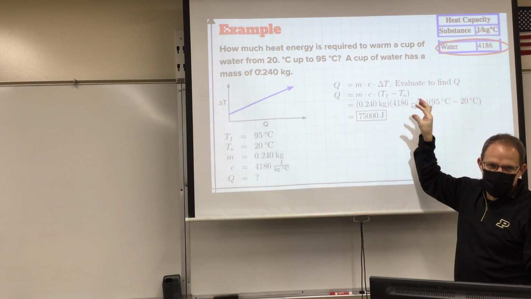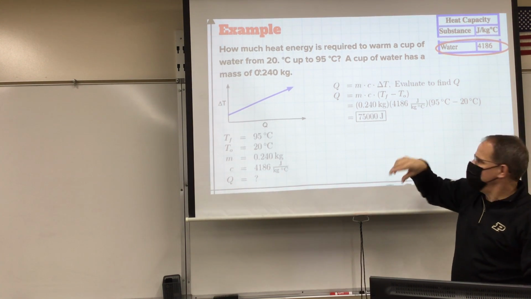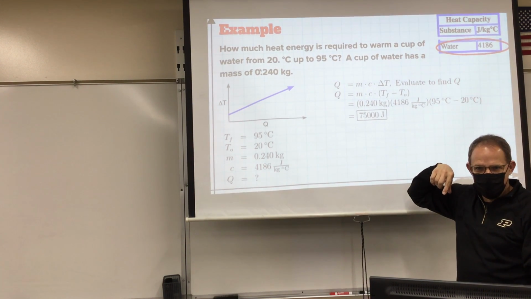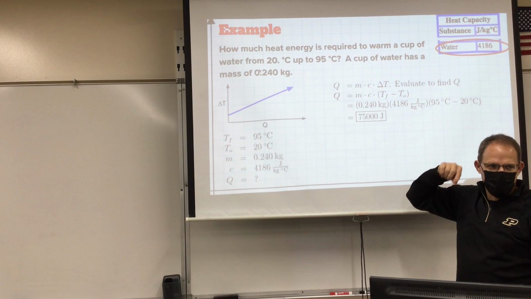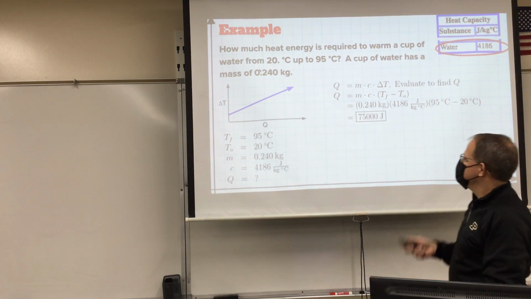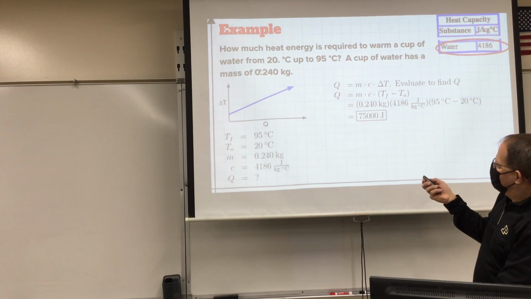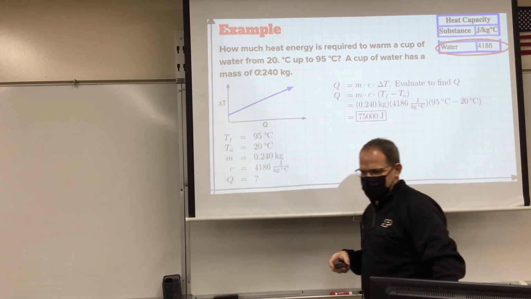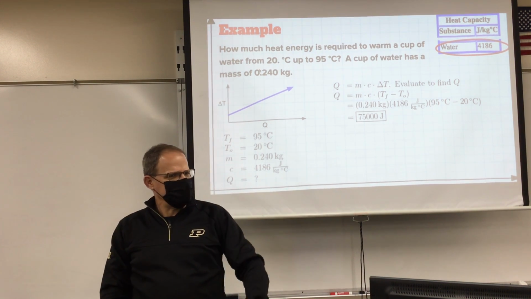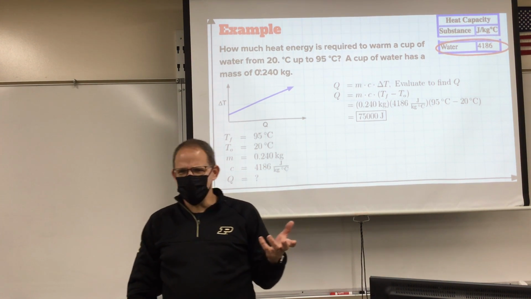That's why it's handy to keep your units with your numbers. If you ended up having Fahrenheit here and C there, you know it won't cancel. You can fix it before you get the red X and have to start over. Right? So keep track of your units. And then I plug in my numbers, I get 75,000. Does anybody have a sense whether that's reasonable or not? 75,000 joules seem reasonable?